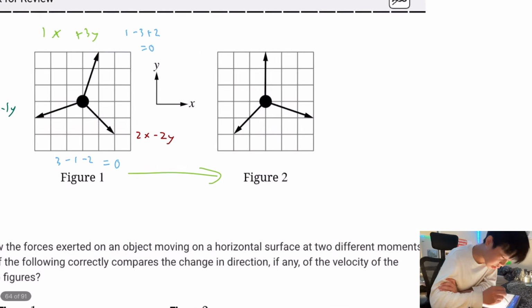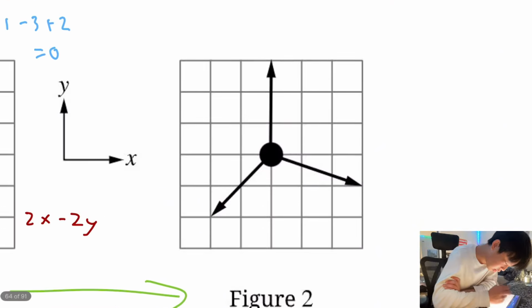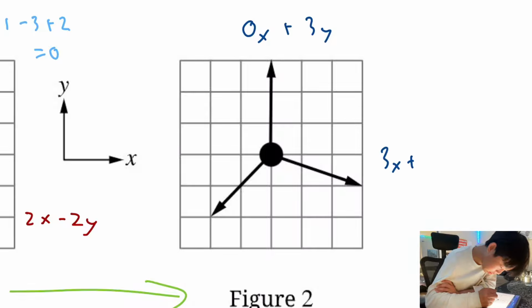Now we just do the exact same thing for this one. I'm literally going to speed it up because this is an easy problem. So this one is 0x plus 3y. This one is going to be 3x plus 3x.